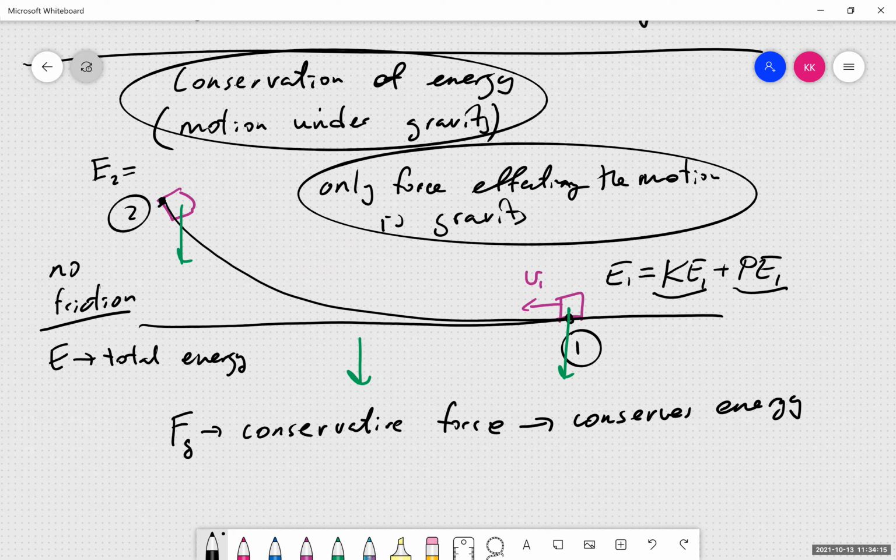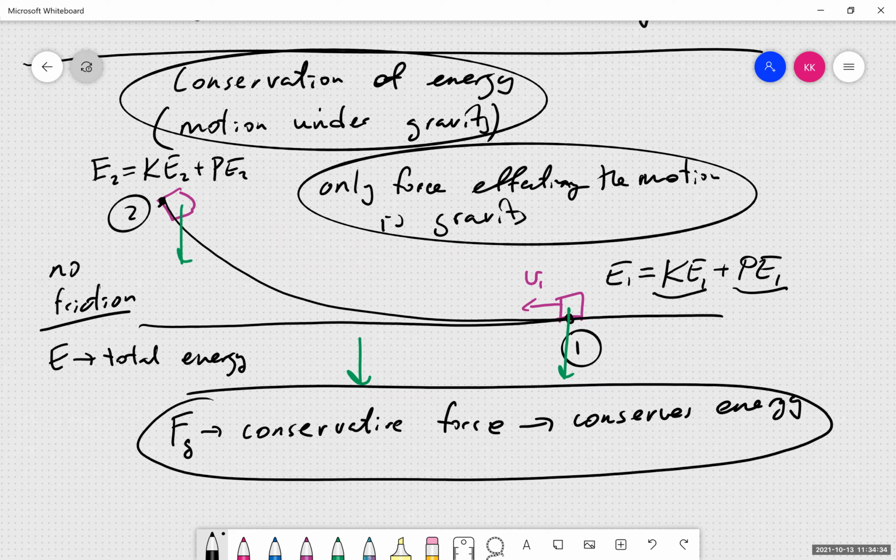That means when the box is at position 1, the total energy is the sum of its kinetic energy, that means energy of its motion, and then potential energy of its height. Same thing for point 2. So then kinetic energy at point 2 plus potential energy at point 2. Now, a conservative force like gravity conserves the energy of the system.